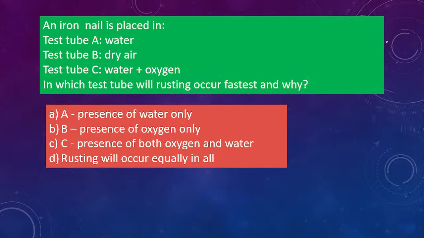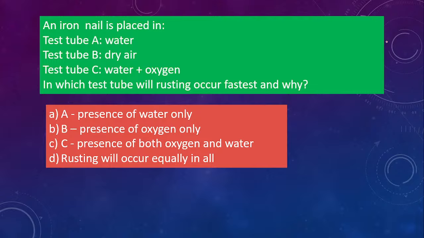Okay. Next question. This is the iron nail experiment. Iron nail is placed in three test tubes. एक है test tube A where you have water. Second one, test tube B, dry. Third वाला test tube C, that is water and oxygen is present. So you have to say कौन सा test tube will rust, rusting will occur fastest and why. ठीक है कि कौन सा टेस्ट ट्यूब में रस्टिंग सबसे ज्यादा फास्ट होगा एंड क्यों.